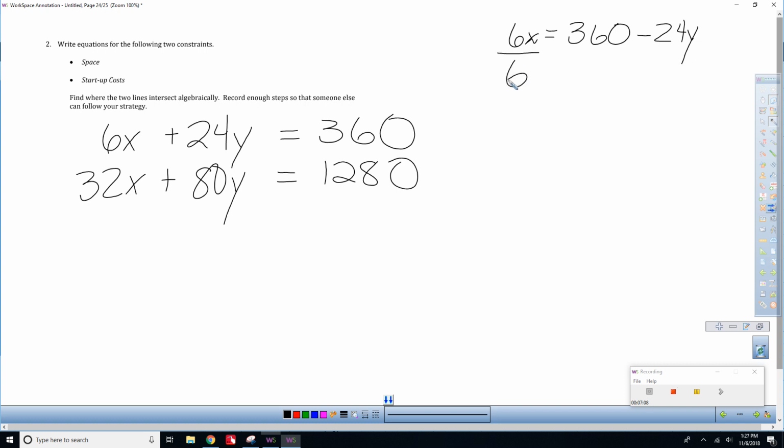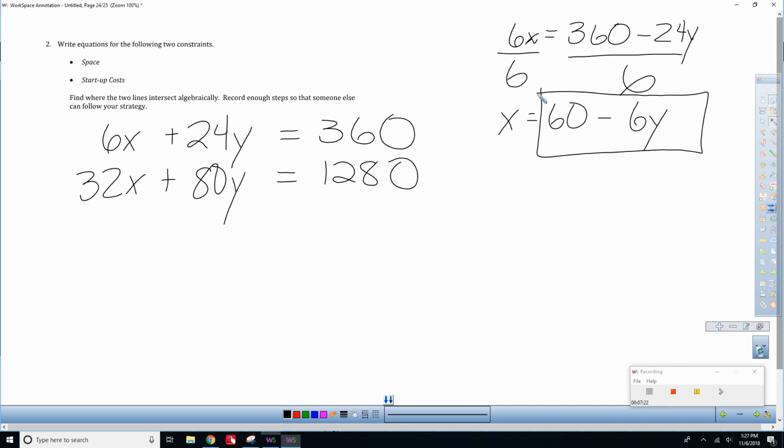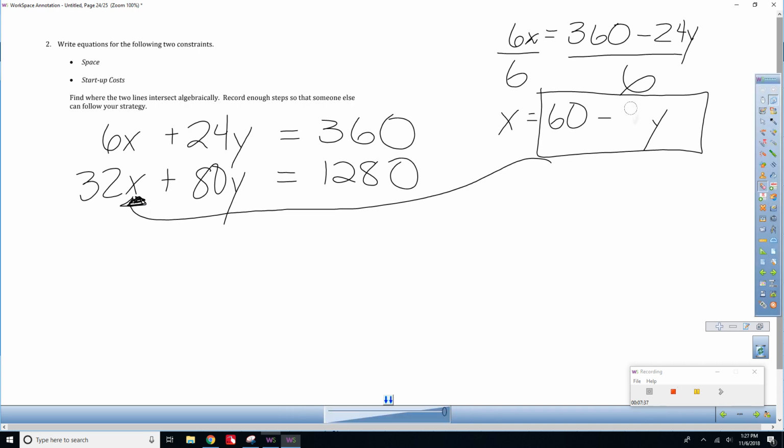I'm going to divide everything by 6, and what do we get? X is 60 minus 6y. Now the equal sign is a powerful thing. Okay? So anywhere I have an x in the next equation, I'm going to put in what x is equal to. Yes, it should be 4y. Thank you, Carson. 24 divided by 6 is 4. Thank you, thank you, thank you.